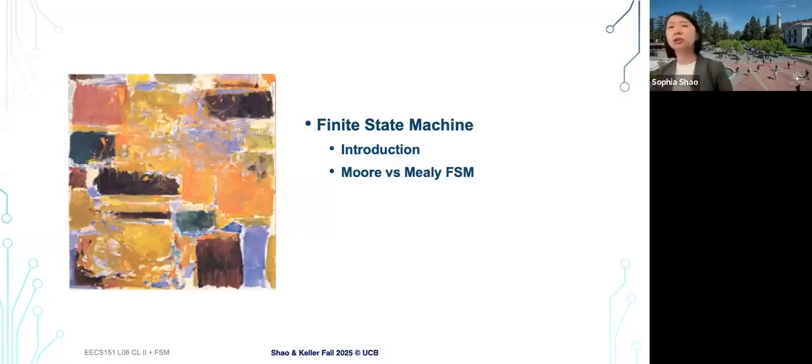We'll get to the sequential logic part. And the best way to think about sequential logic is using a finite state machine and thinking about how our circuits are transitioning across different states that are memorized by the state element in our hardware.